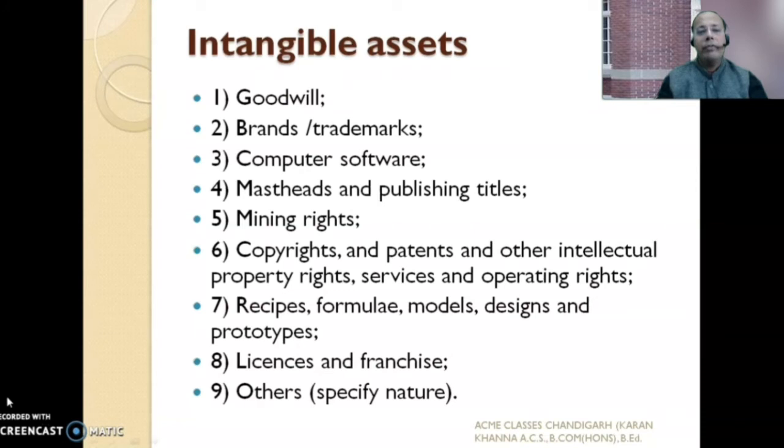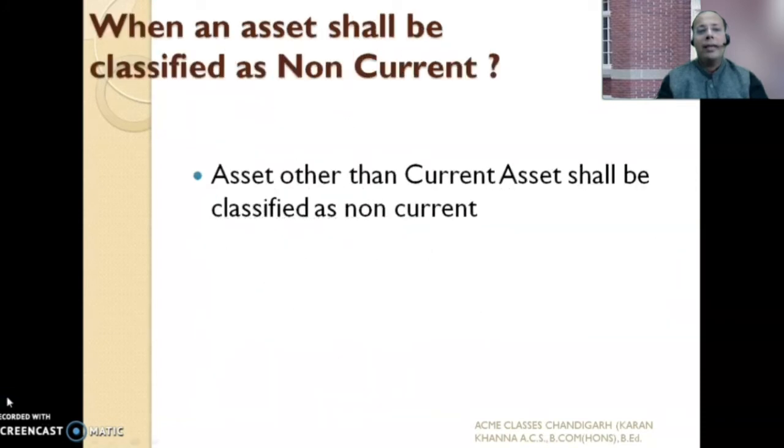Proceeding further, when is an asset classified as a non-current asset? This by far is the easiest definition of all. Any asset which is not a current asset, or any asset other than a current asset, is classified as a non-current asset. There can be land, buildings, plant and machinery, equipment, so on and so forth.